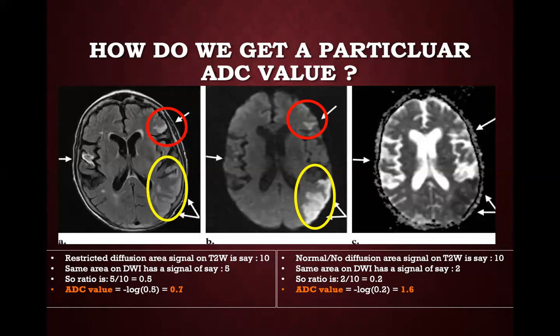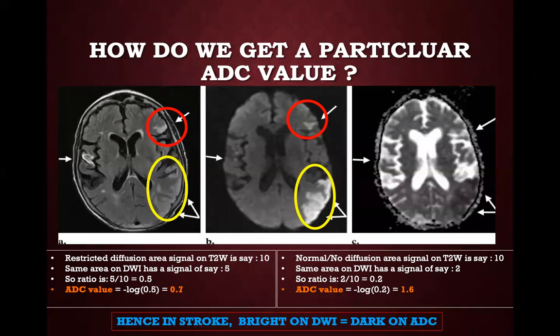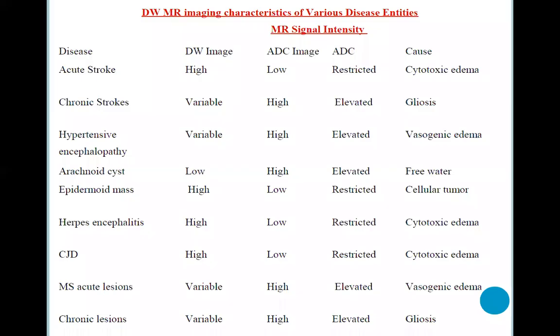This is the importance of ADC. This tells us the age of the infarct. Hence in stroke, the brighter it is on diffusion, the darker it is on ADC. Anyway, this is what happens for different signal intensities. These are the diffusion restricting lesions that I told you about, what happens, and what the cause is.